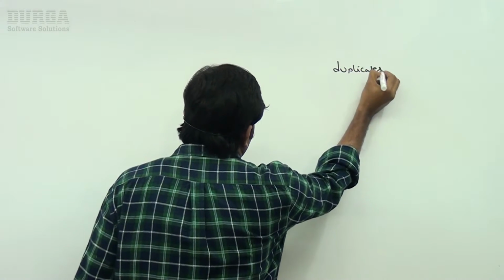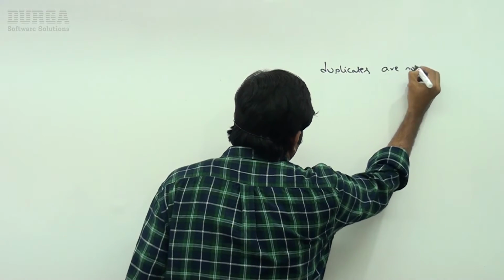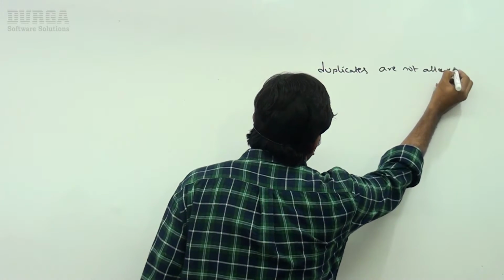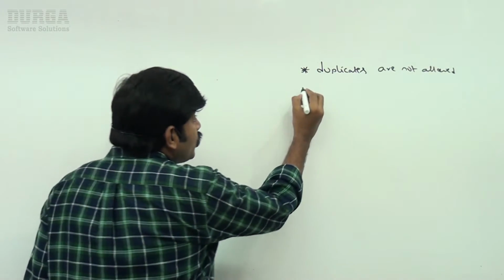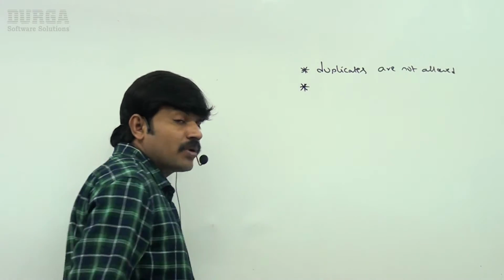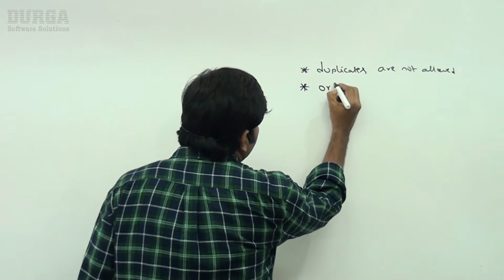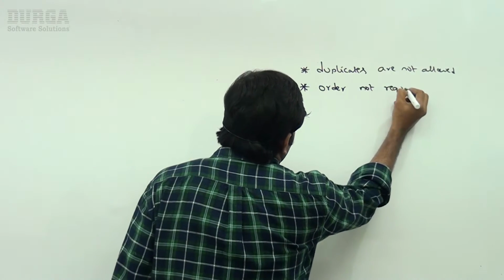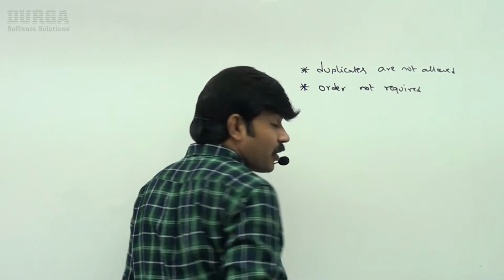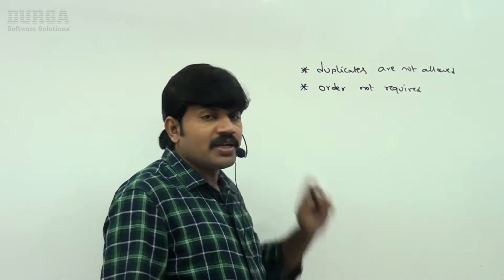Observe very carefully about this one, sir. Duplicates are not allowed. I don't want duplicates. I don't care about order. I don't want to worry about order. Order is not required. This is my programming requirement. Otherwise, don't worry. Next, duplicates are not allowed.